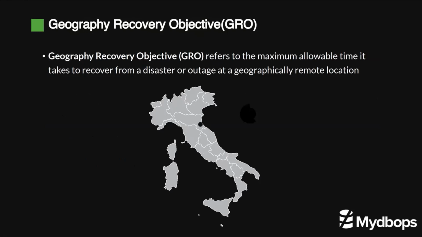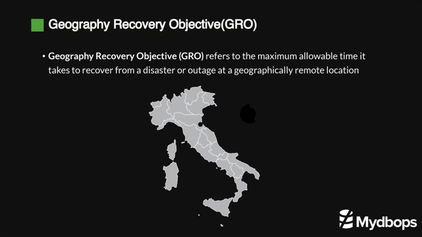And geography recovery objective. It means the maximum allowable time it takes to recover a database from a DC level disaster. Consider you have one DC in Mumbai and another DC in Bangalore. If you are losing your main DC Mumbai, you can serve your traffic from the Bangalore DC. So GRO means how long it will take to bring the main DC Mumbai back to life. That is called GRO, geography recovery time objective.